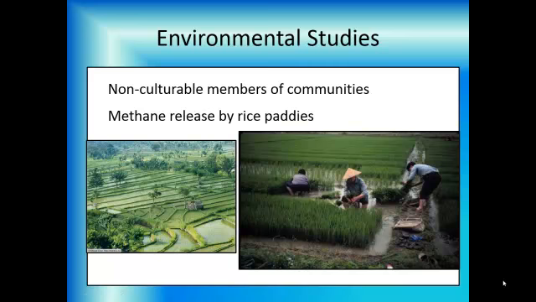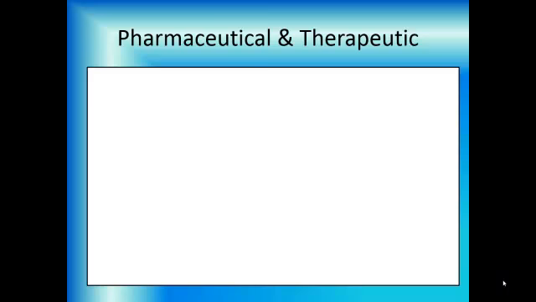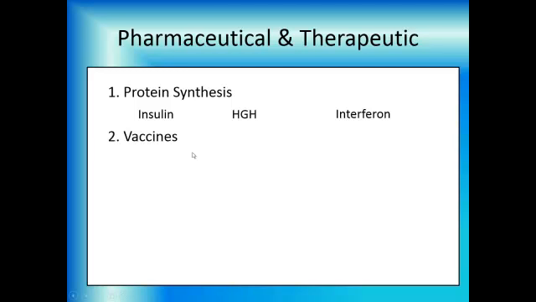Let's go on to pharmaceutical and therapeutic applications. Protein synthesis. There are all sorts of proteins that we can synthesize now because of recombinant DNA technology. I've talked about insulin. We've also talked about human growth hormone. Interferon is a big one. They're doing a lot of research on using interferon as a cancer treatment that is easier on the patient than other chemotherapy treatments.